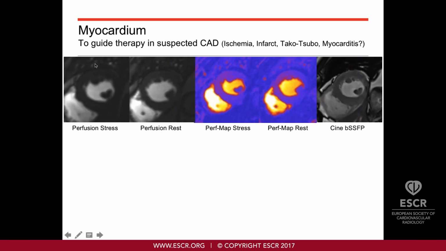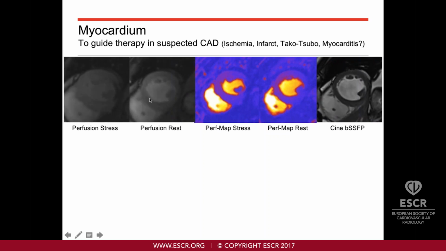So let's look at some more cases in the context of suspected coronary artery disease, how MR can help us to define the structure in more detail and to guide therapy. For example, this patient. Here you see the perfusion stress image, perfusion rest image, and on the perfusion stress image we see hypoperfusion here in the lateral wall. This hypoperfusion is not present at the rest images. So this finding would be consistent with stress-induced hypoperfusion indicating ischemia.